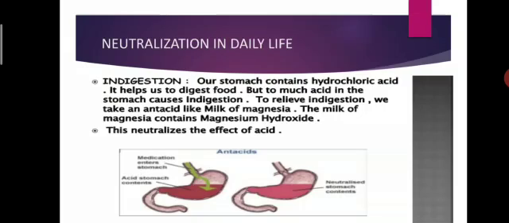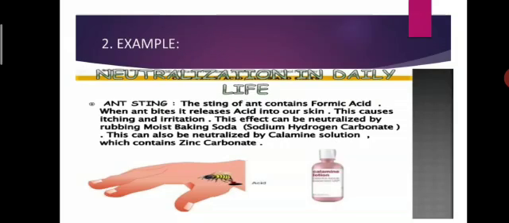Okay. In the case of the antacids they had given you, the acid stomach contains acid and the medication enters the stomach. What happened after the stomach contents were neutralized? Okay. So this one is our first neutralization daily life example, that is indigestion. If we have indigestion, we can take milk of magnesia, so it neutralizes the effects of acid. Second is ant sting. See students, many times we see that the sting of ant contains formic acid.